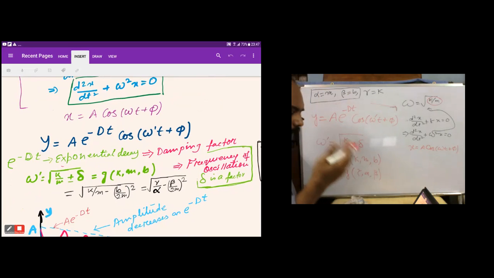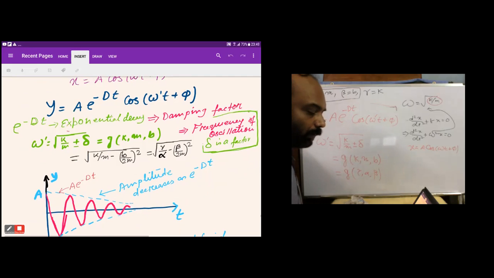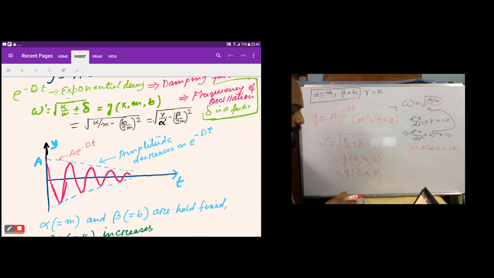If you remember the angular frequency, that is good. That's what I put, that omega dash is equal to square root of K by M minus B by 2M square, which is equal to gamma by alpha minus beta by twice M square. This is the actual formula, but we do not need to remember this formula.